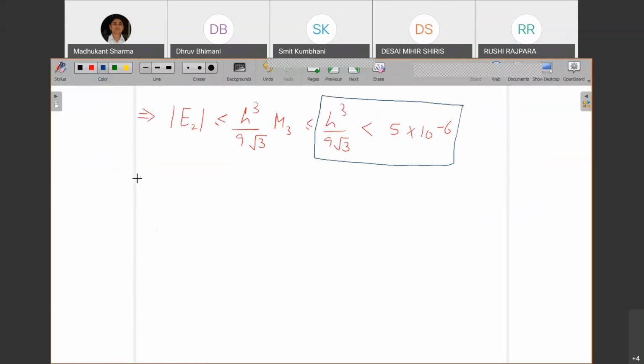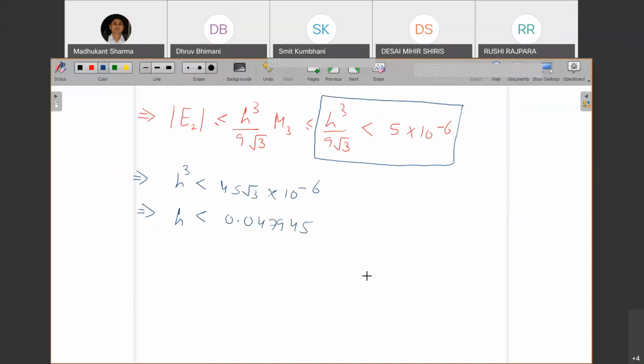So this implies h cubed is less than 45 root 3 times 10 to the power minus 6. So this implies h is less than the cube root of the right side. If I give you the approximate number, if you use the calculator, that is 0.047947.